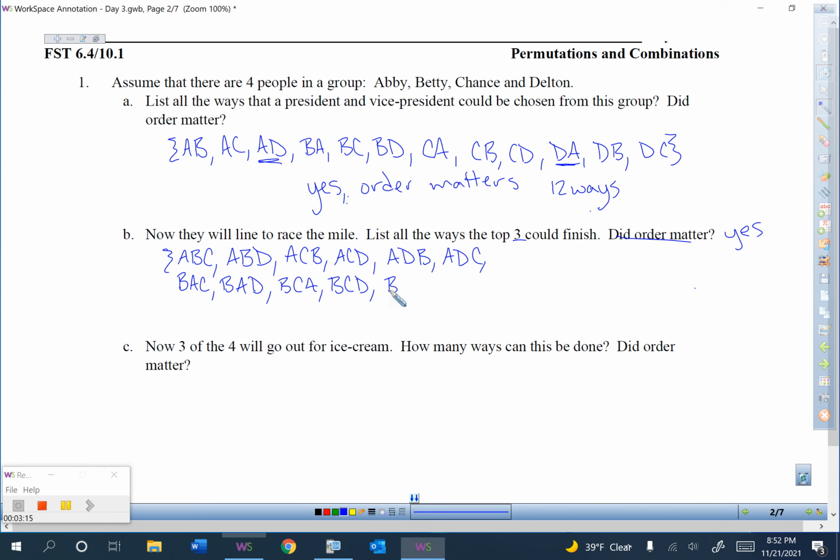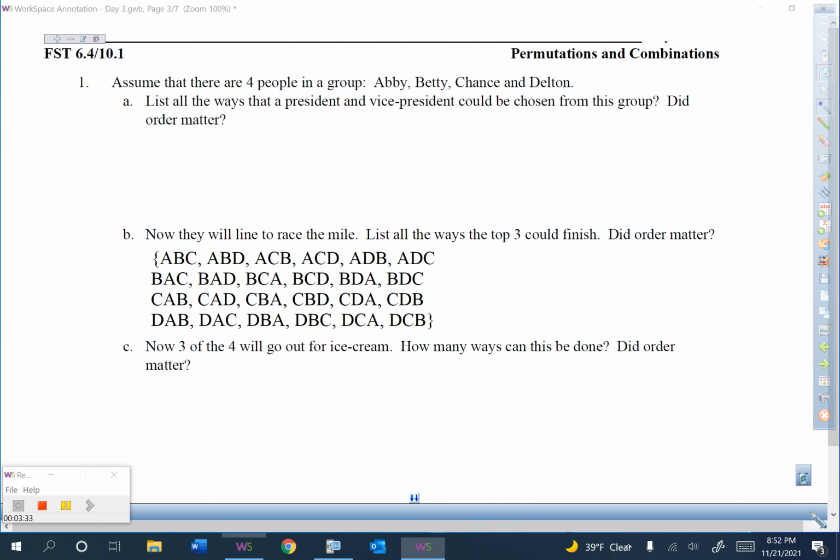Okay, I want you to pause the video and take care of those last 2 rows for me. One with Chance getting the first place and one with Delton getting the first place. Okay, so these are what they should look like. There were 24 total ways, and we already decided order mattered.